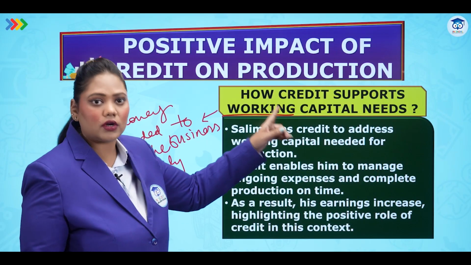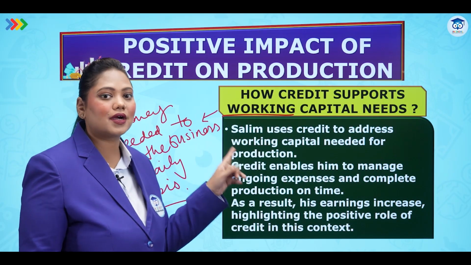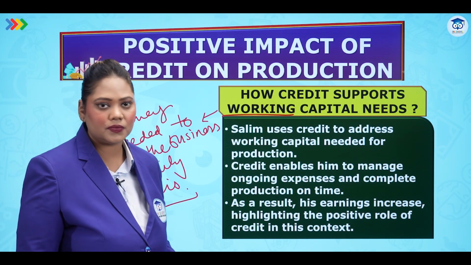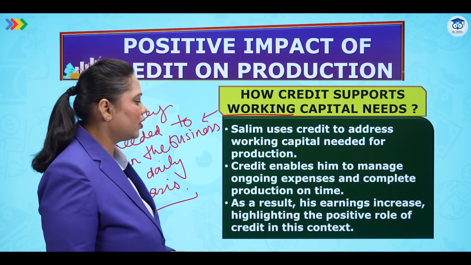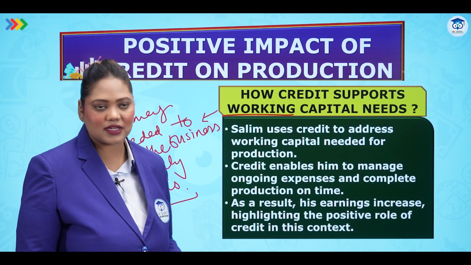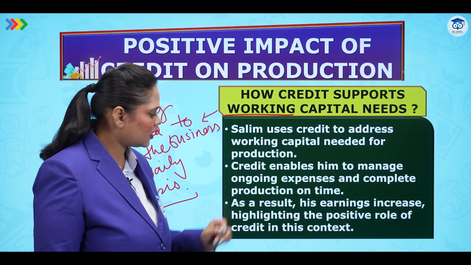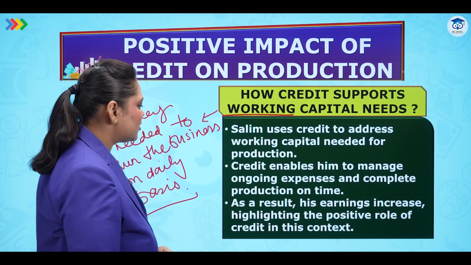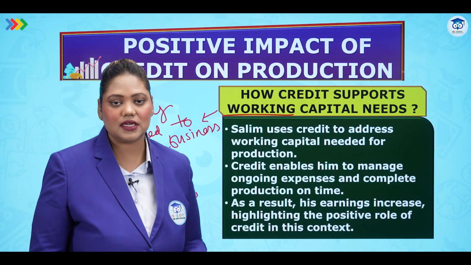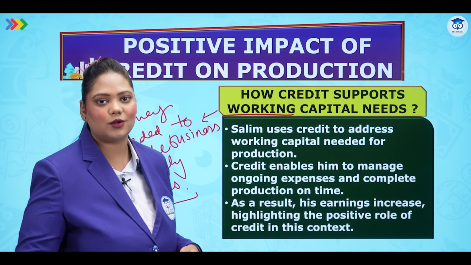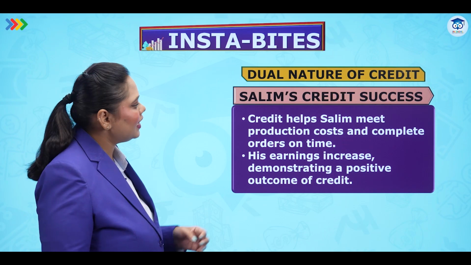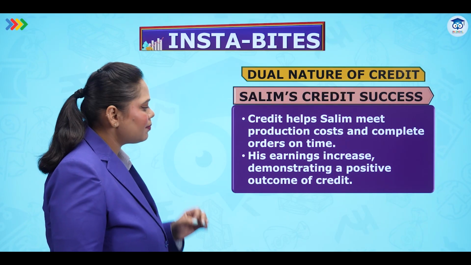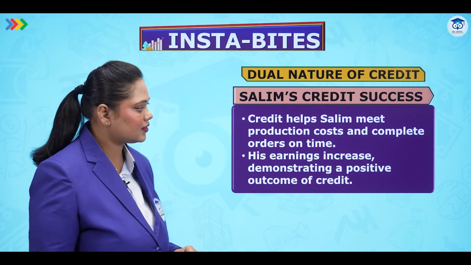So how does credit support your business's working capital needs? Salim uses credit to address working capital needed for production. Credit enables him to manage ongoing expenses and complete the production on time. As a result, his earnings increase, highlighting the positive role of credit in this context. So there has been a positive use of the loan that he has taken. He has increased his earnings and then paid back his loan. Credit helps Salim meet production costs and complete orders on time. His earnings increase, demonstrating a positive outcome of credit.